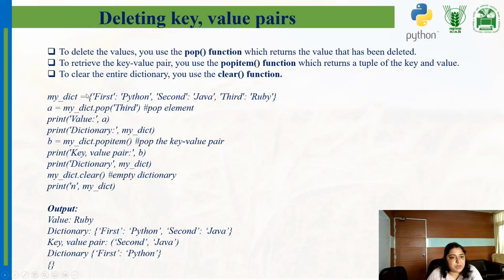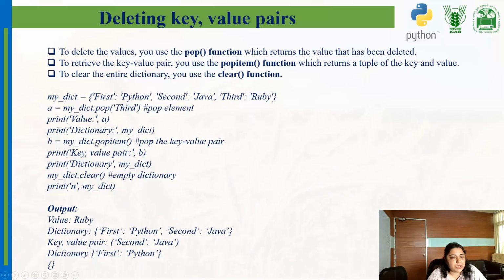For example, this is my dict: first Python, second Java, third Ruby. First, second and third are your keys, and Python, Java, Ruby are your values. Then a equals mydict.pop(third). That means it will return the third element, where third is your key. It will delete Ruby. Then print the value of a, it will print Ruby. Then print mydict, it will print the values currently present in the dictionary.